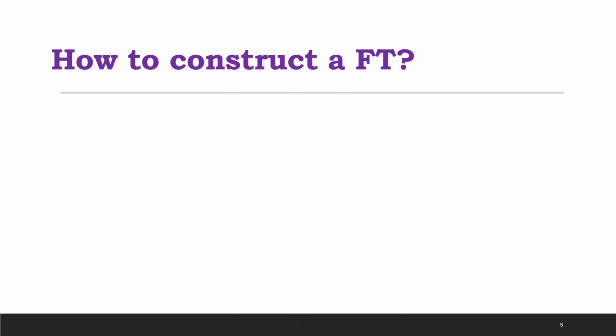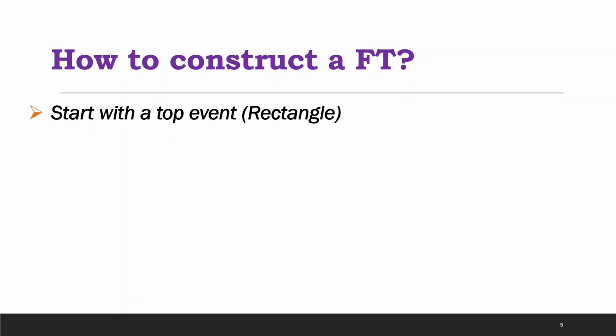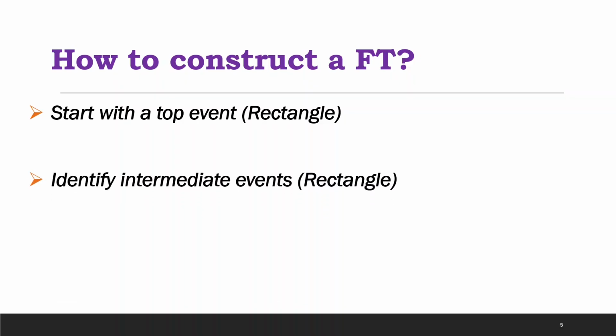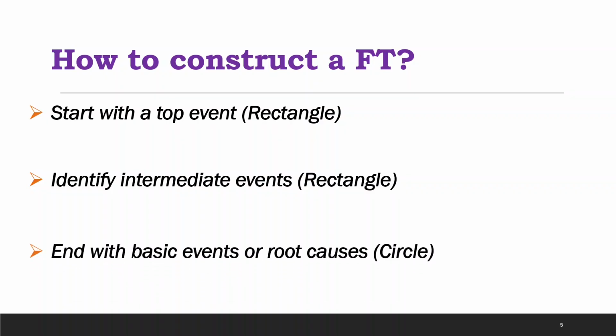Now let's see how to construct a fault tree. Start with the top event, which is shown by a rectangular box. Identify intermediate events causing the top event. Find the relationship between the top event and the intermediate events using different types of gates, and end with the basic events or the root causes, which are shown by circles. Let us take an example now.